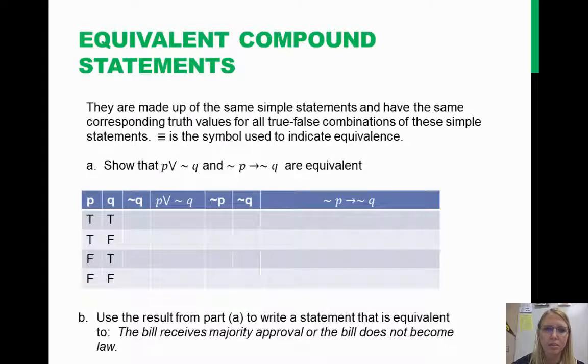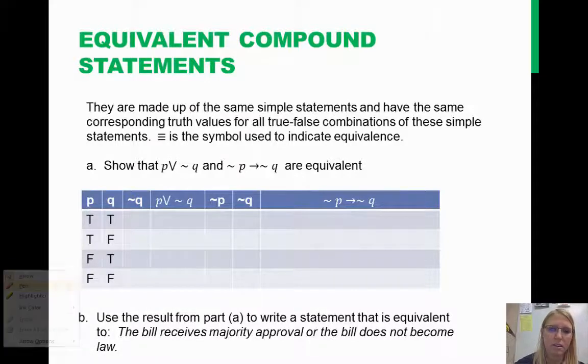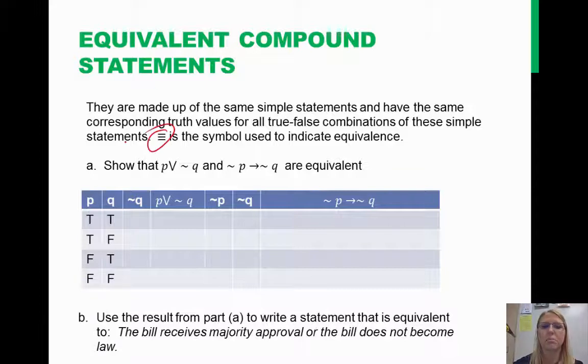Equivalent compound statements are made up of the same simple statements and have the same corresponding truth values for all truth-false combinations of these simple statements. Notice that this is the symbol used to indicate equivalence.